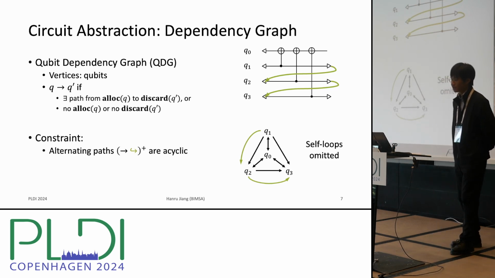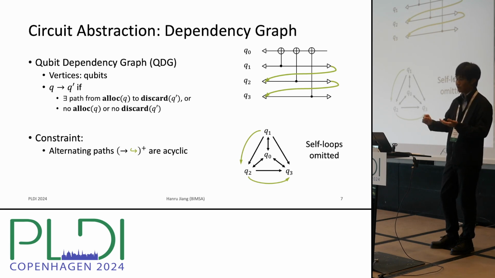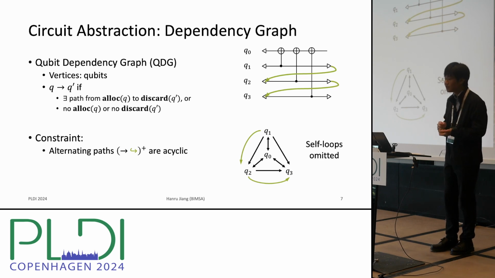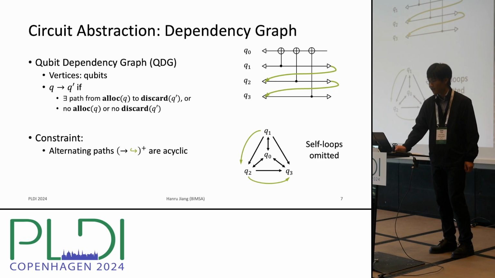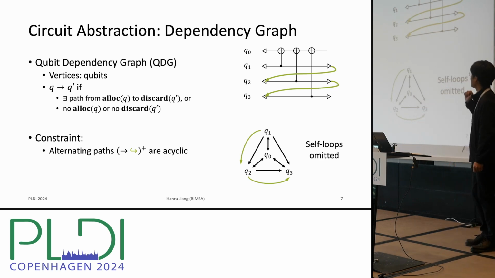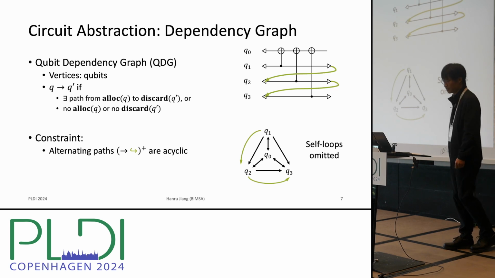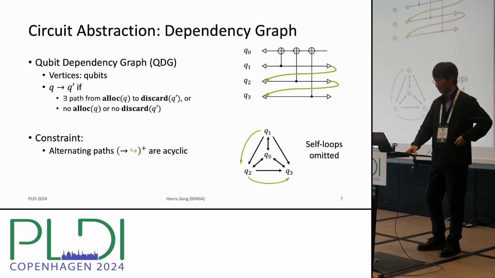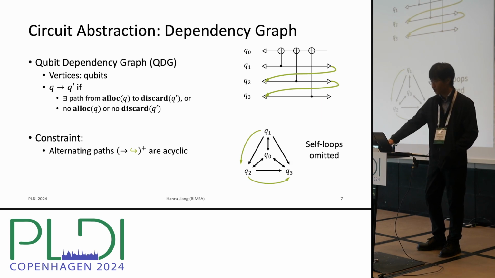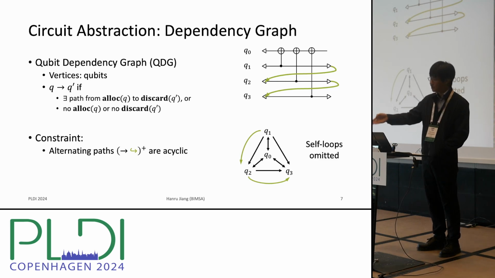And the previous constraint on the circuit becomes a constraint over the alternating path. That is, if we walk through the dependency graph along one black step and one green step, this path should be acyclic. And the QDG and the recycling strategy for the previous example is illustrated in this diagram, where we omitted self-loops. So we can see that our recycling strategy is from Q1 to Q2 and Q2 to Q3. And the alternating paths are not cyclic.